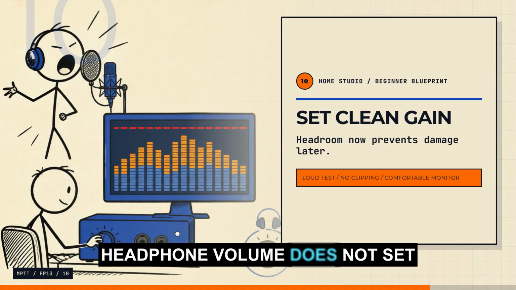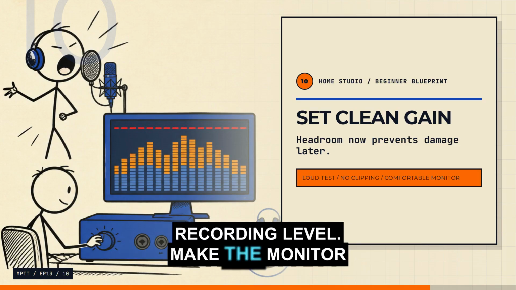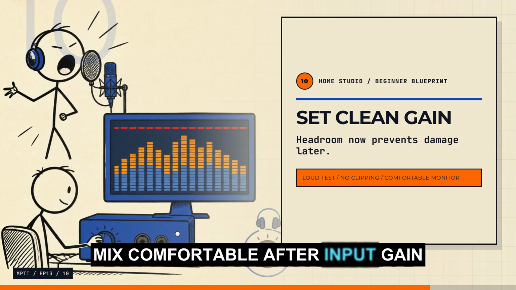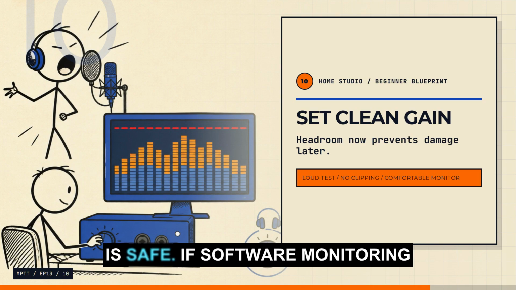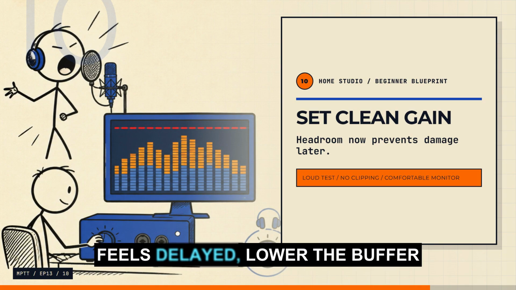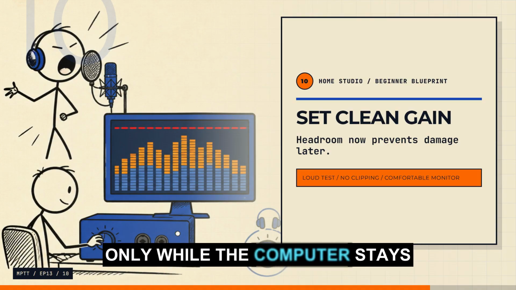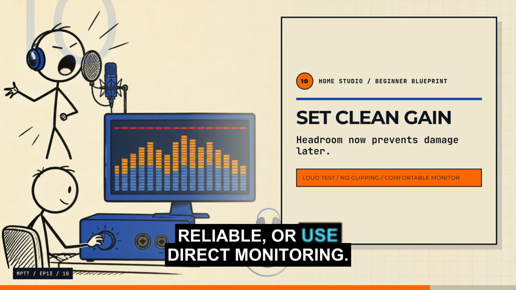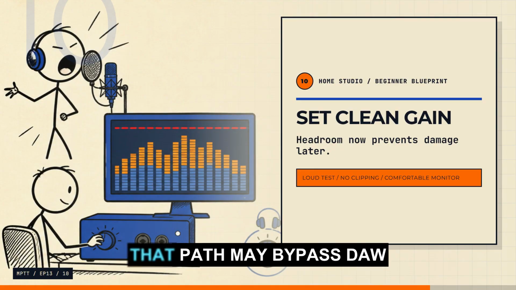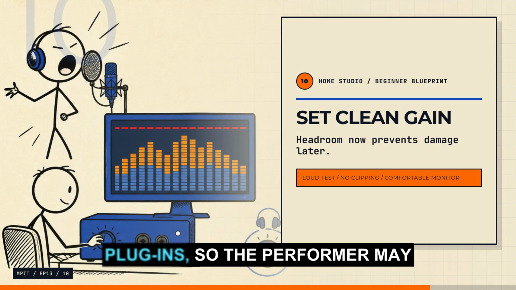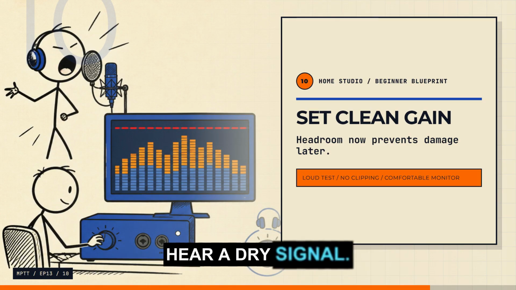Headphone volume does not set recording level. Make the monitor mix comfortable after input gain is safe. If software monitoring feels delayed, lower the buffer only while the computer stays reliable, or use direct monitoring. That path may bypass door plugins, so the performer may hear a dry signal.